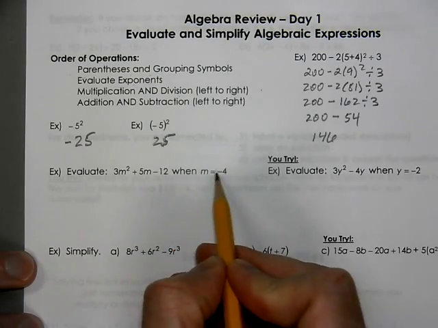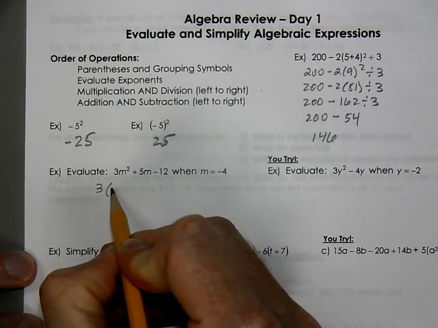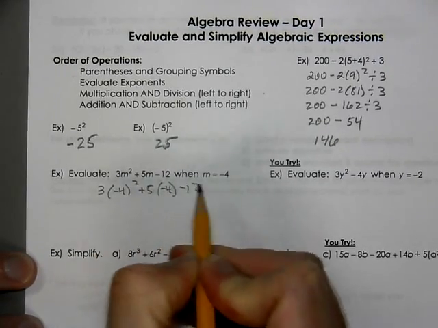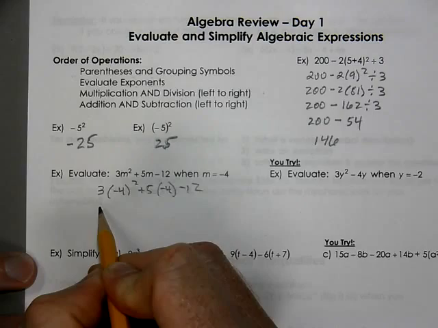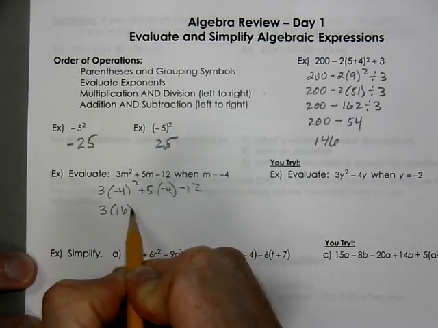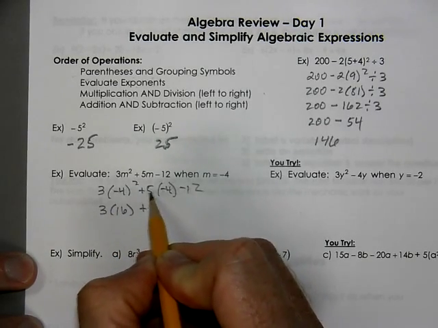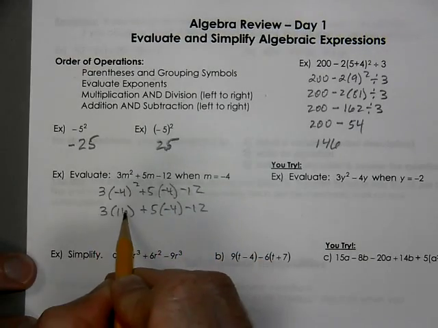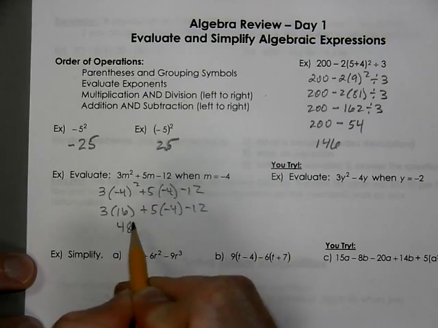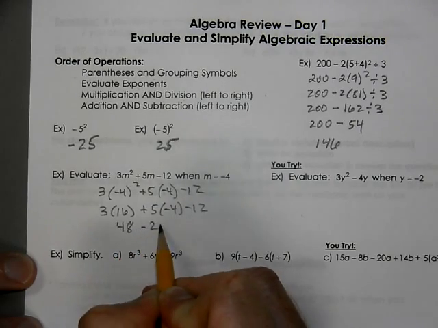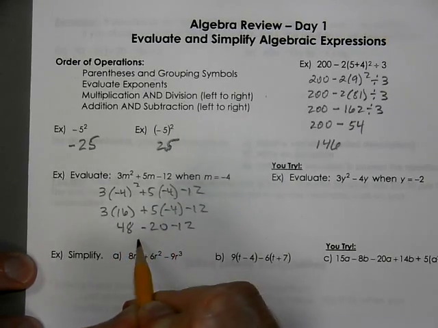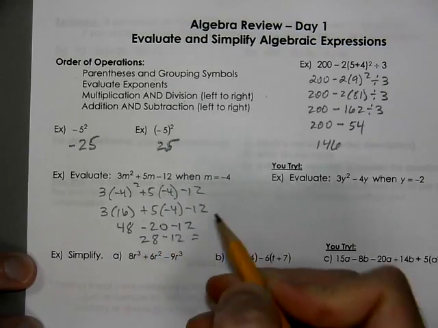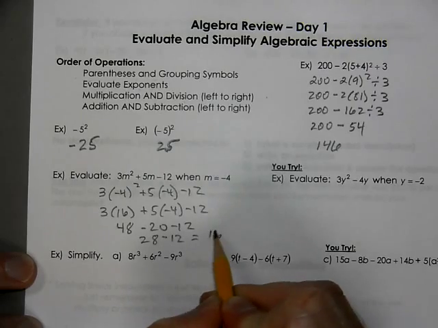Here we're going to evaluate when m is negative 4. So we plug in the negative 4. Again, you're squaring a negative in this case, so you get positive 16. Here we're going to get 48, negative 20 minus 12 more. So this comes out to be 28 minus 12, which comes out to be 16.